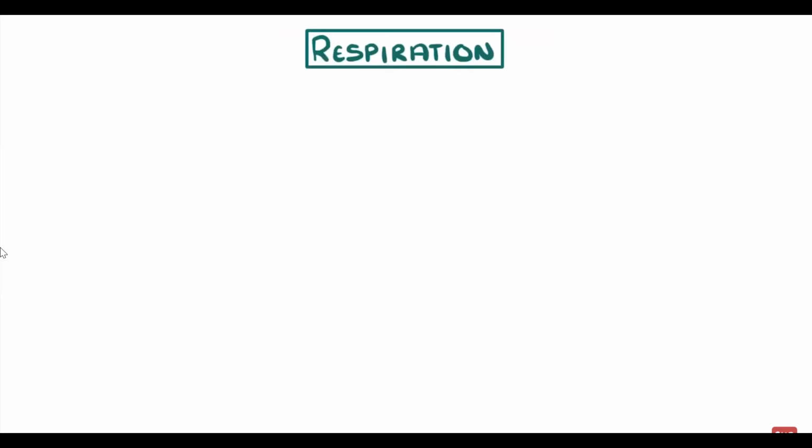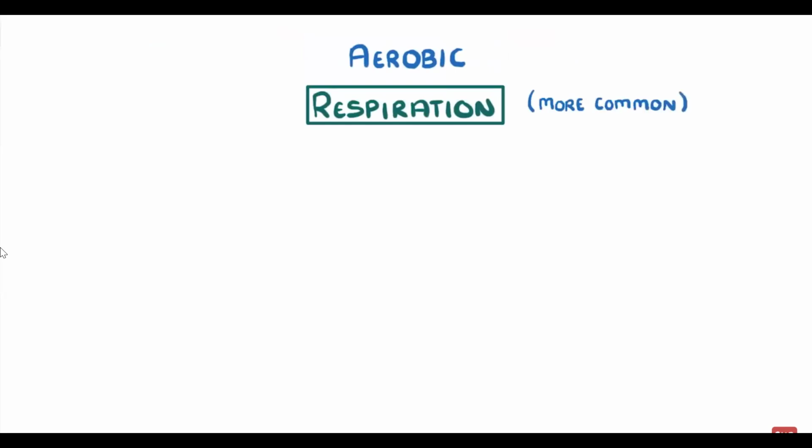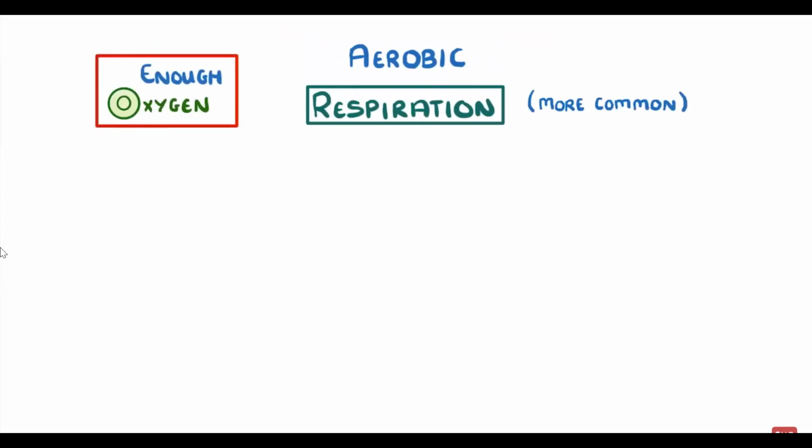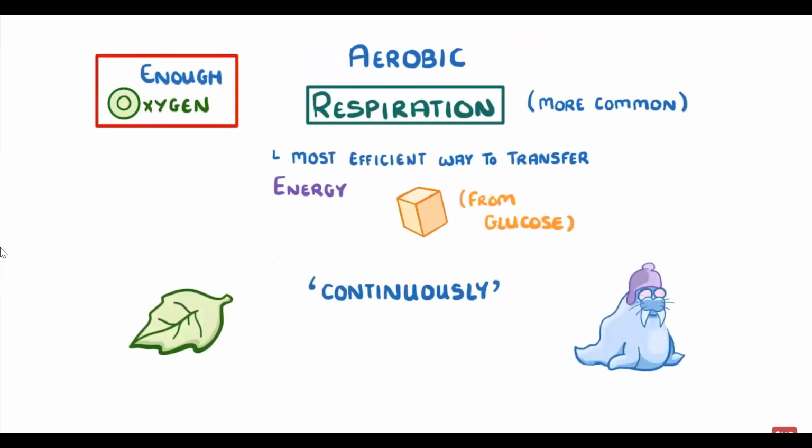Getting back to respiration though, there are 2 types that you need to know about: aerobic respiration and anaerobic respiration. Aerobic respiration is the more common type, and takes place whenever there's enough oxygen, which is the key point to remember. It's by far the most efficient way to transfer energy from glucose, and it takes place continuously in both plants and animals. Specifically though, it takes place within the subcellular structures known as mitochondria.